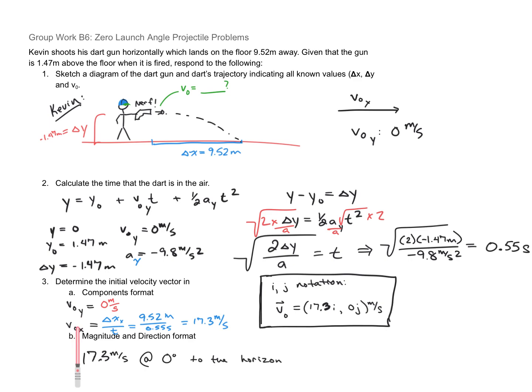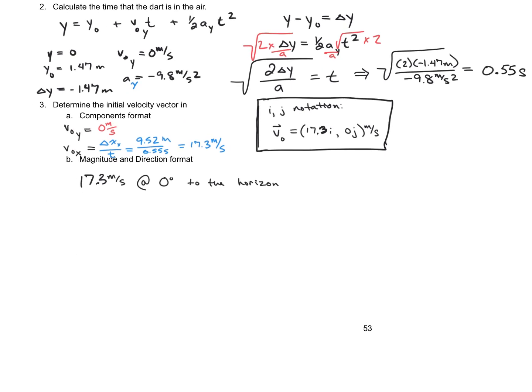So the velocity in the x is 17.3 meters per second. And since the initial velocity is only at 0 degrees, all of the velocity of the dart comes from the initial velocity in the x dimension. So the final magnitude and direction of the dart is 17.3 meters per second at 0 degrees.